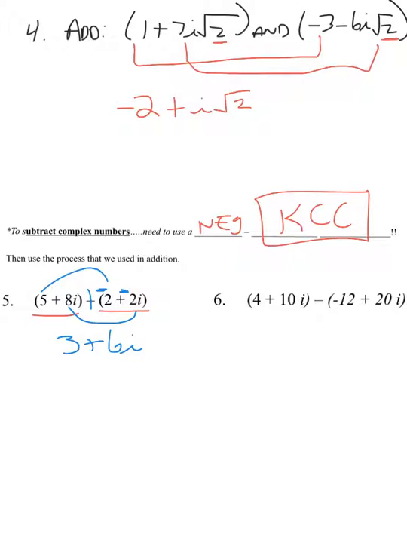Number 6, same thing. Got the first term minus the second one, so I'm going to keep change change. Keep the first one, change, change, and change. So now, what's 4 plus 12? Bingo, 16. And what's 10i and a minus 20i? Minus 10i. And we've got our answer. So let's keep rolling.